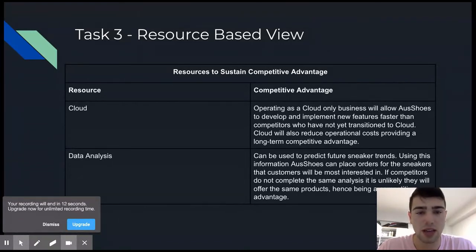Data analysis can be used to predict future sneaker trends. Using this information, Oz Shoes can place orders for sneakers that customers are most interested in buying.